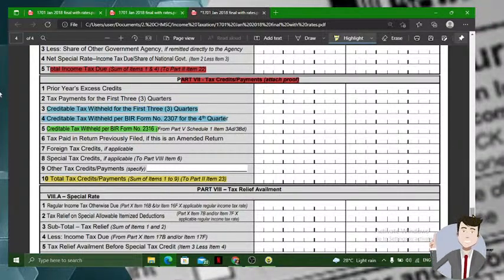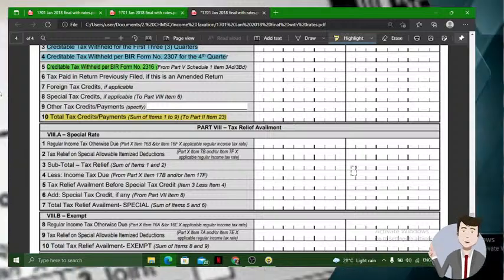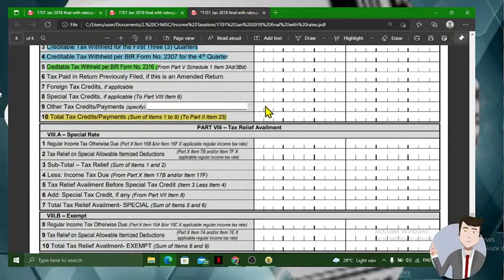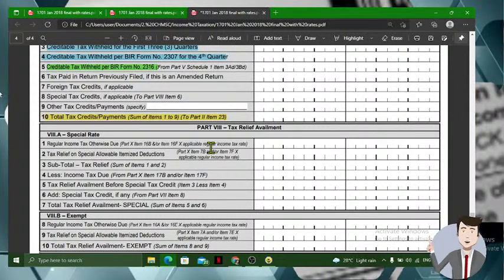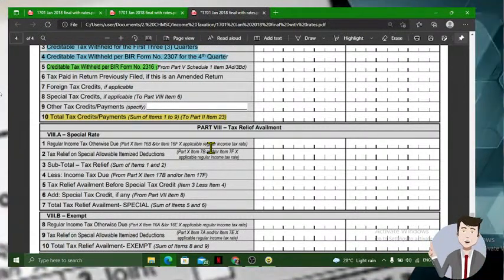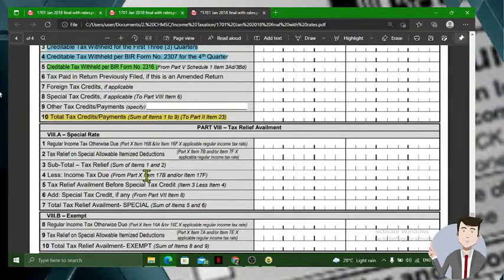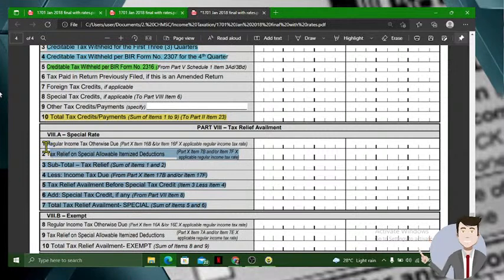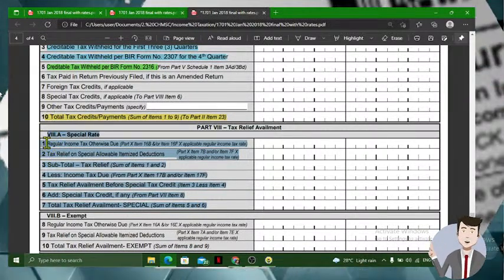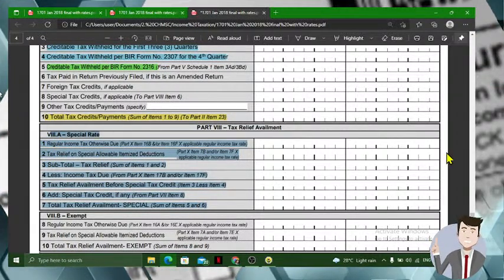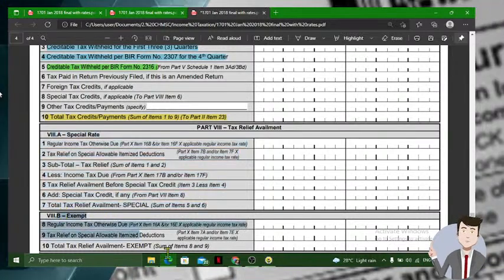Actually, we have not yet reached this portion, the tax reliefs, because it was scheduled to be discussed in the last months or last chapter of our syllabus. Okay, so I will reserve this discussion for when we reach the actual topic, the special tax reliefs as well as exemptions. Okay?